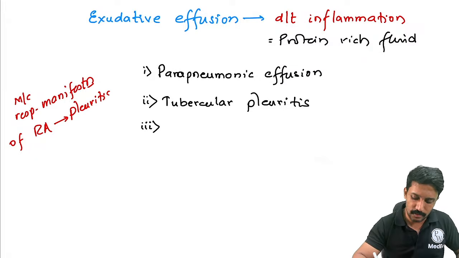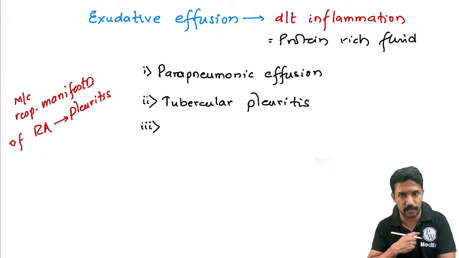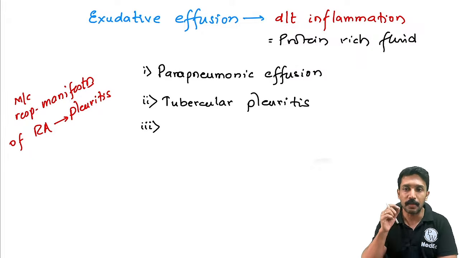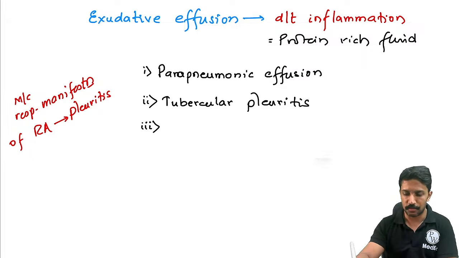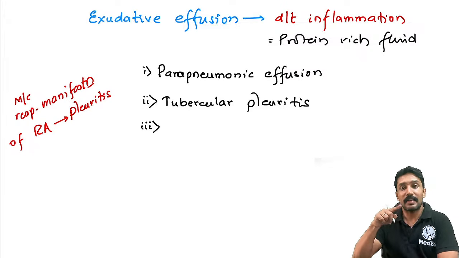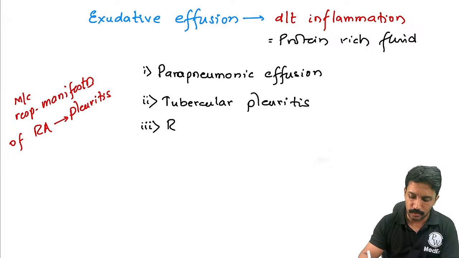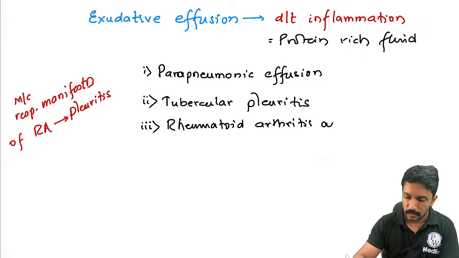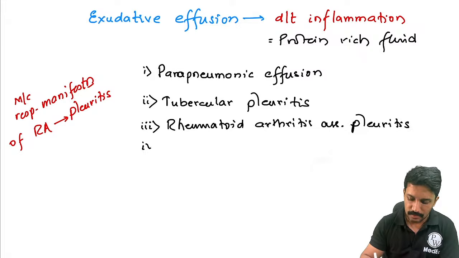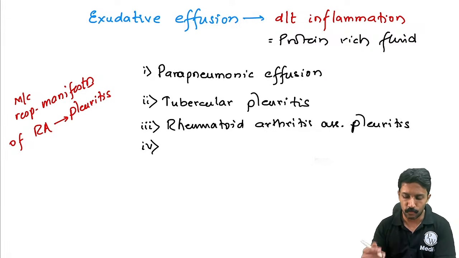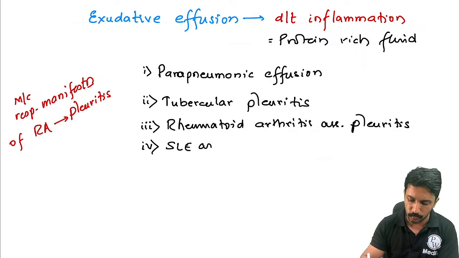So rheumatoid arthritis is a multi-system disorder. It can affect the respiratory system also. Inside the respiratory system, pleuritis is its most common manifestation. So when there is pleuritis, -itis is there, means inflammation. Inflammation is equal to exudative effusion. So in rheumatoid arthritis associated pleuritis, you will have exudative effusion. Similarly, SLE is also known to cause pleuritis. So in SLE associated pleuritis, we will have exudative effusion.